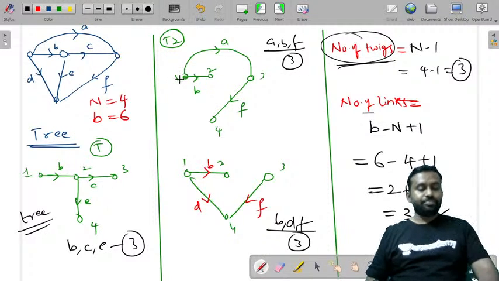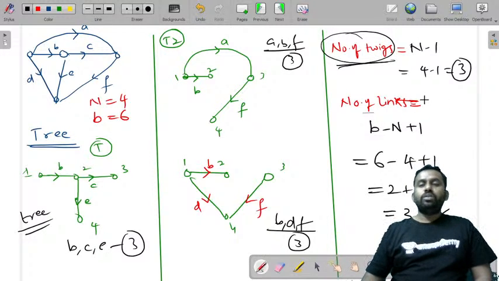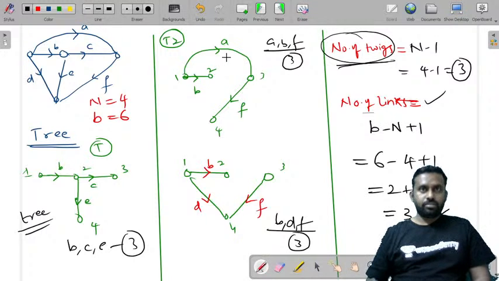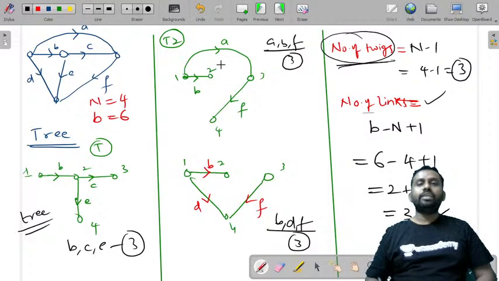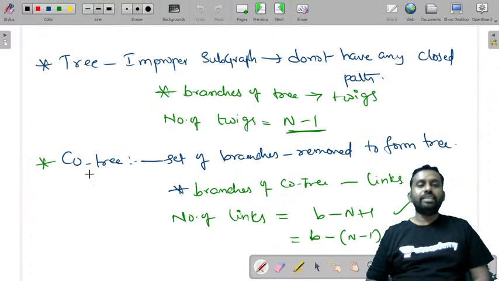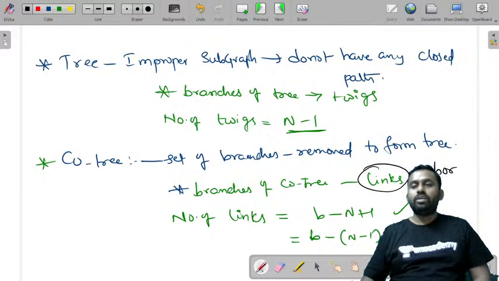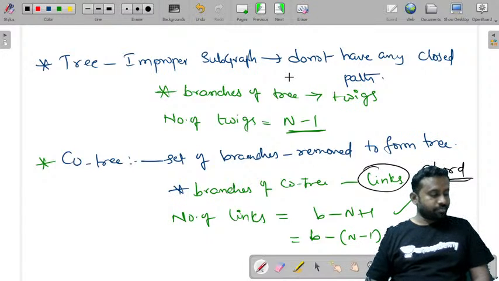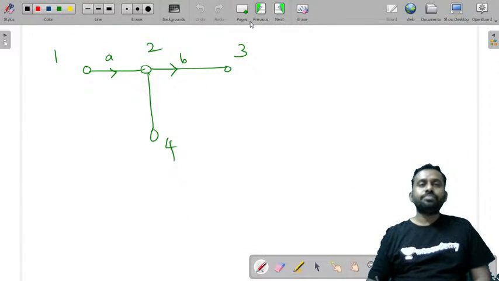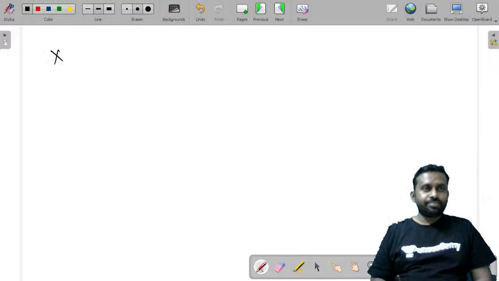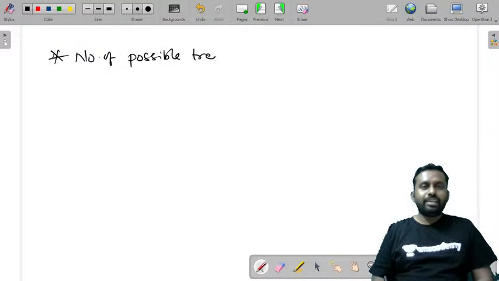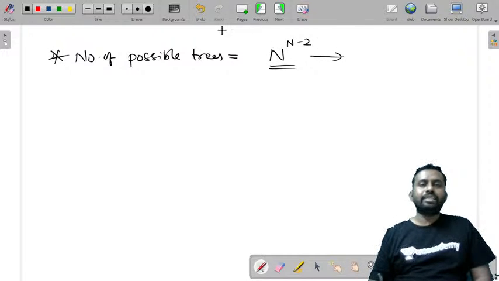So this is about trees and twigs. With this knowledge of trees, a link is also called a co-tree link, also called a chord. Just remember, links are also called chords. The number of possible trees, you just need to remember, is n to the power n minus 2. This is not applicable to all graphs. It is a shortcut that will generally be discussed.